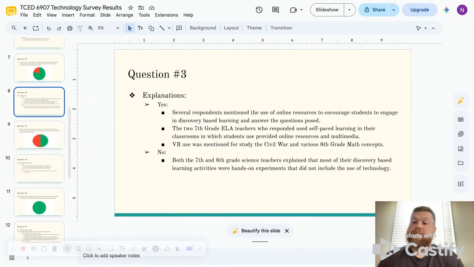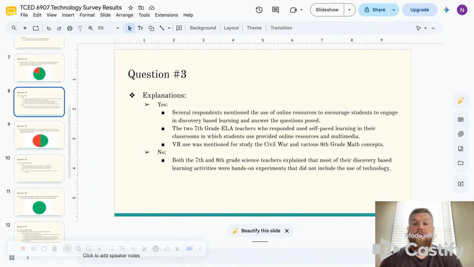Here are some of the explanations for both sides. Those that responded yes mentioned the use of online resources to encourage students to engage in discovery-based learning and answer questions that were posed. The 2 7th grade ELA teachers who responded used self-paced learning in their classrooms, in which students were provided online resources and multimedia to further their own learning, driving the learning process themselves. VR use was also mentioned for study of the Civil War in 8th grade history, and it was also mentioned that it was used for various 8th grade math concepts to be taught.